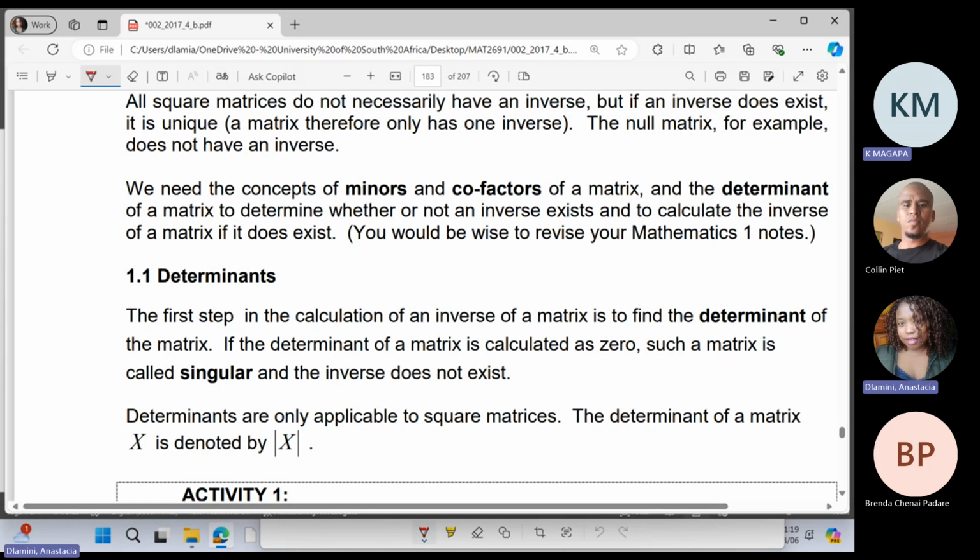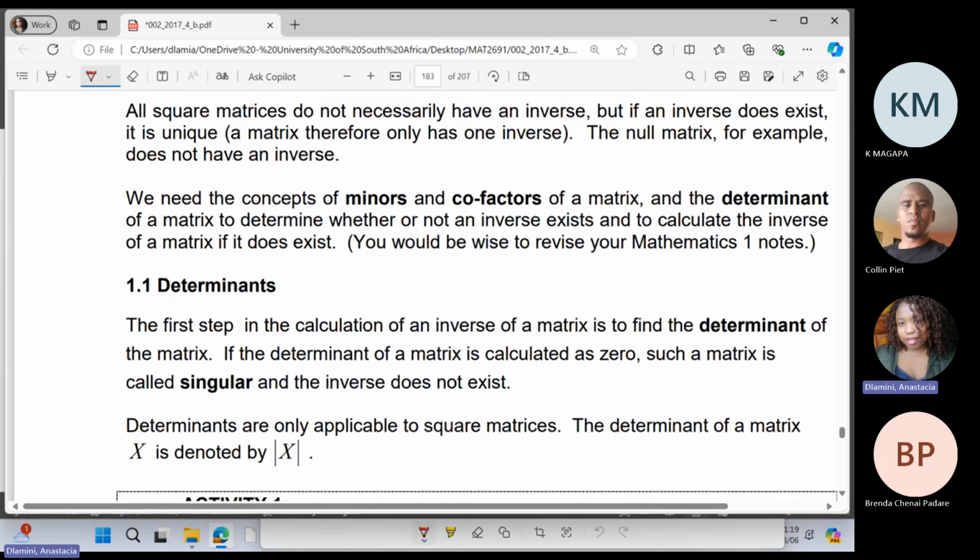Okay. So now they say we need the concept of minors and cofactors of a matrix and the determinant of a matrix to determine whether or not an inverse exists, and to calculate the inverse of a matrix if it does exist. Meaning you need to check if the inverse exists. It's like when you were checking functions: the vertical line test checks if it is a function, then you use the horizontal line test to check if the function is one-to-one. The same applies here.